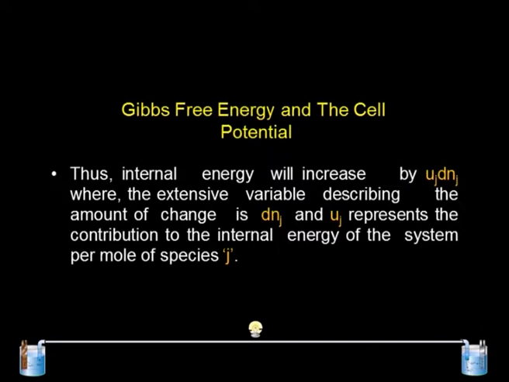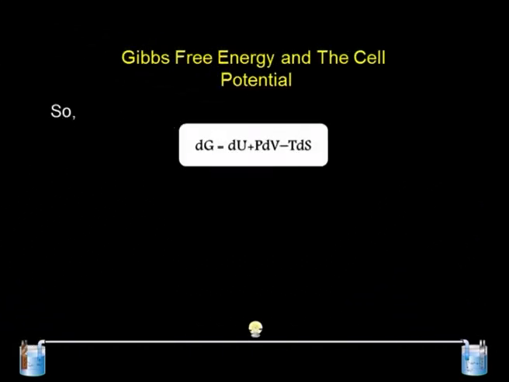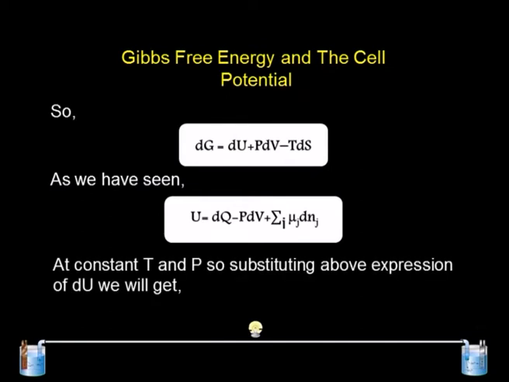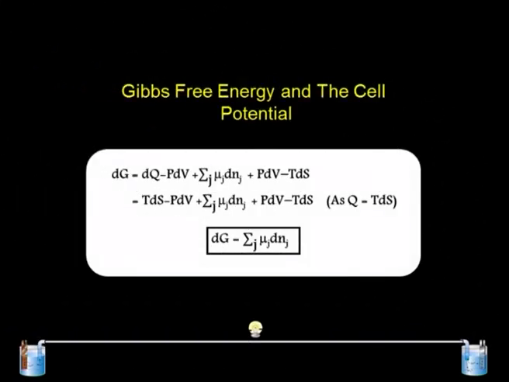Therefore, we can write an equation dG is equal to dU plus P dV minus T dS. As we have seen, dU is equal to dq minus P dV plus summation j U_j dn_j at constant temperature and pressure, and therefore, substituting the above expression of dU, we will get another equation as dG is equal to summation j U_j dn_j.